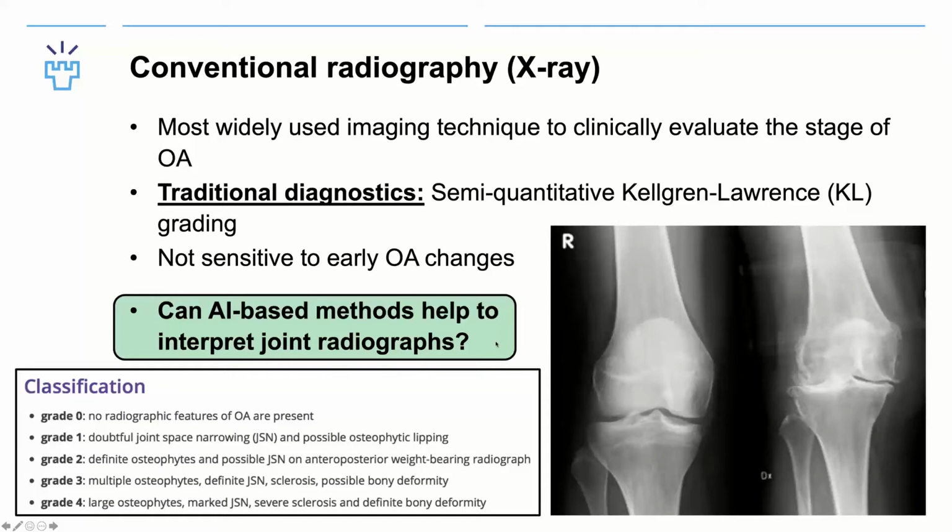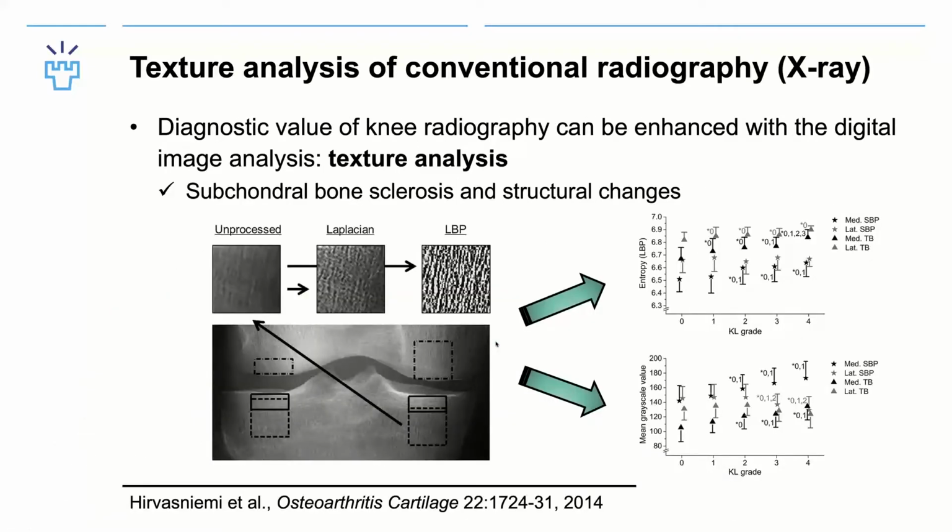And we ask the question: can AI-based methods help to interpret joint radiographs? We started this research about 8 years ago, with very simple texture analysis. We took the X-rays, looked at the bone structure, analyzed the grayscale pixels, calculated some texture parameters and associated them with different osteoarthritis grades.